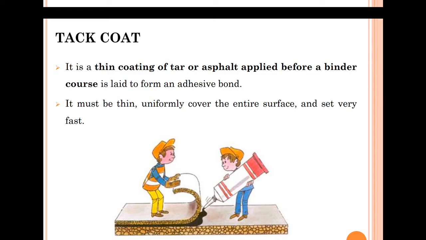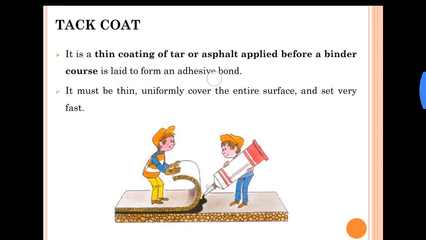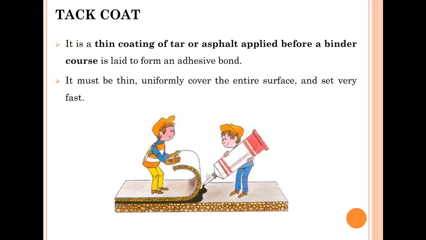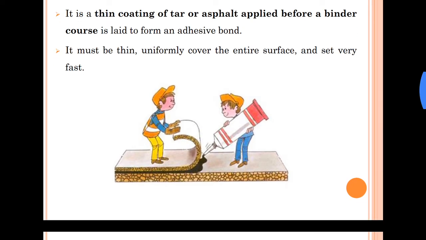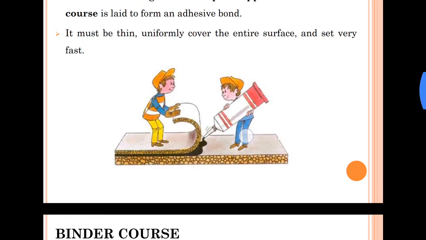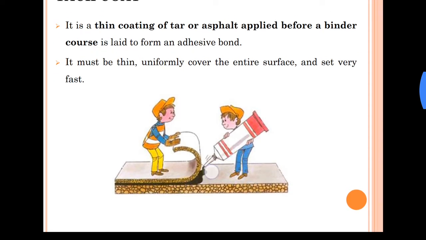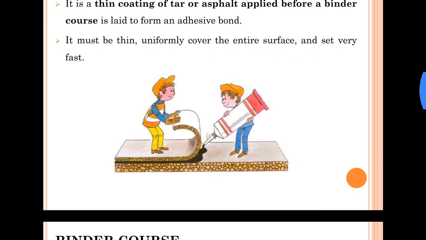Then we have a tack coat. So what is a tack coat? It is a thin coating of tar or asphalt applied before a binder course is laid to form an adhesive bond, in order to provide adhesion between two layers. Here in this pictorial diagram you can see there are two layers. In order to glue them, we need to provide an adhesive. This adhesive course is nothing but the tack coat. It is also a bituminous coat. We apply a thin layer of bitumen. It must be thin, uniformly cover the entire surface and set very fast.